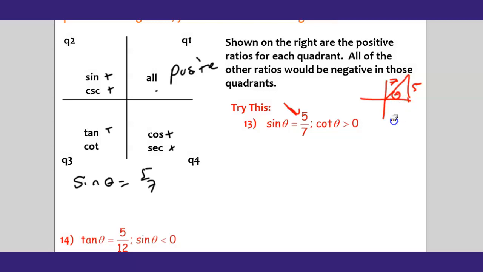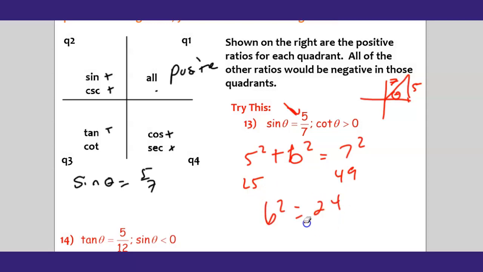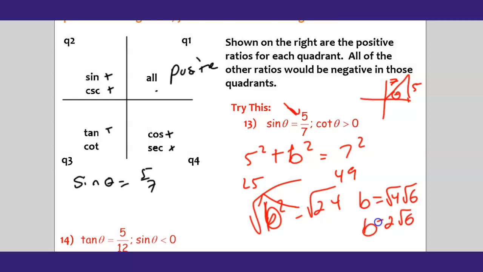Now we got to find this value using the Pythagorean theorem. That's a squared plus b squared equals c squared, or 5 squared plus b squared equals 7 squared. Solve this out. 25 and 49, subtract the 25, b squared equals 24. If you take the square root on both sides, you get b equals square root of 4 times square root of 6. The square root of 4 is 2. So b equals 2 radical 6.